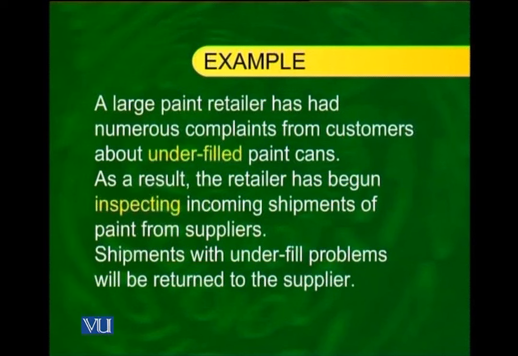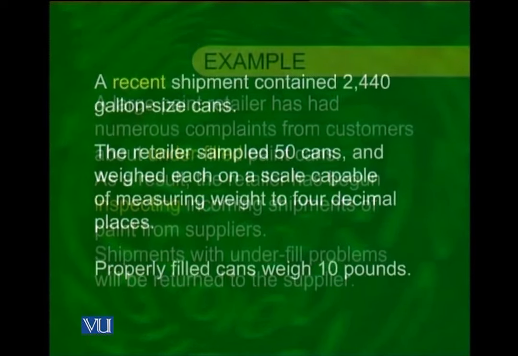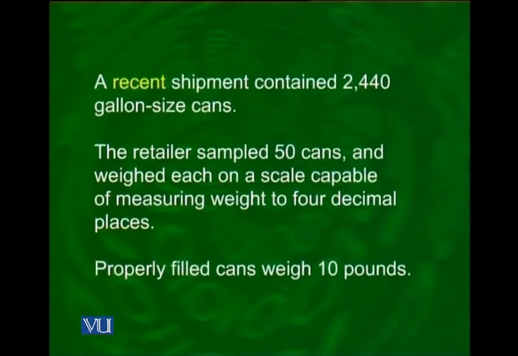A large paint retailer has had numerous complaints from customers about underfilled paint cans. As a result, the retailer has begun inspecting the incoming shipments of paint from suppliers. Shipments with underfill problems will be returned to the supplier. A recent shipment contained 2,440 gallon size cans. The retailer sampled 50 cans and weighed each one on a scale capable of measuring weight up to 4 decimal places. Properly filled cans weigh 10 pounds.